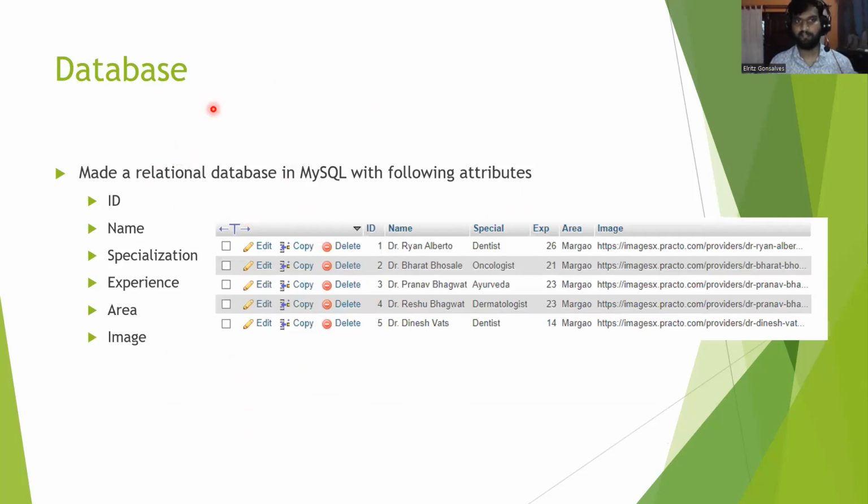And now after we have made our website and we have started hosting it, now we need to actually build our database of doctors that we're going to use. So for this, we've made a relational database in MySQL. And this database has the following attributes or columns, you could call them. First will be ID. This will be a unique key for each doctor and it will act as a primary key in the database. Then we have the doctor name. Then what specialization is the doctor? How much experience does he have? In which area does he operate? And finally, the image in the form of a web link.